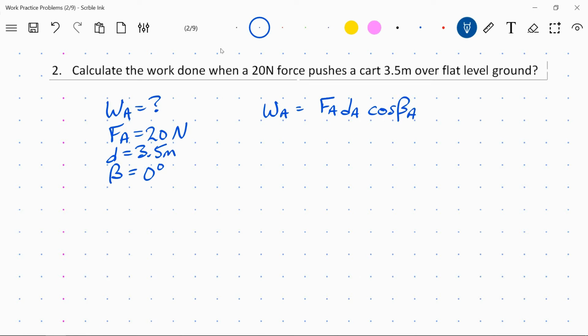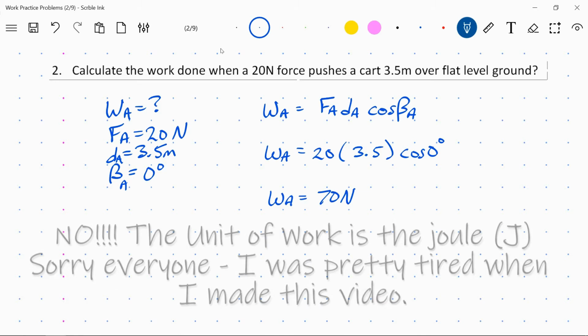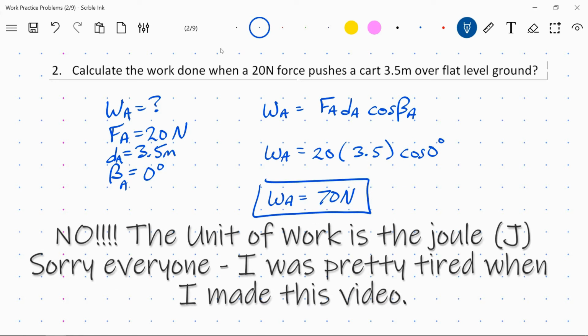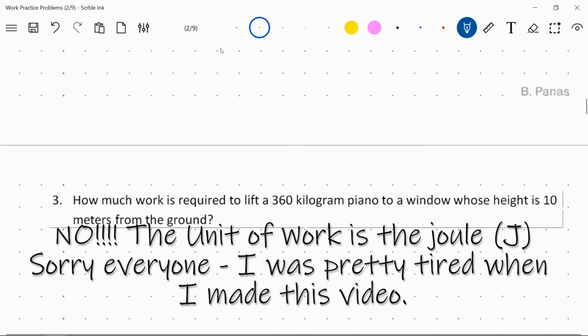I guess I'm being a little inconsistent with my use of subscripts here. I could have put them over here for the given values, but this is such a basic question that I don't think it would have been a problem if I had skipped that. Okay, so work applied equal to a force of 20, a distance of 3.5, and again cosine of 0 degrees, which is positive 1. So 20 times 3.5, again, calculator not yet needed, so I think I can pull that one off as just being 70 newtons. There we go. Pressing ahead.